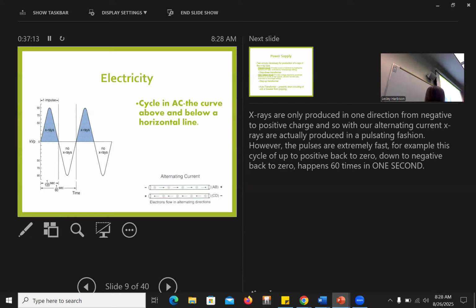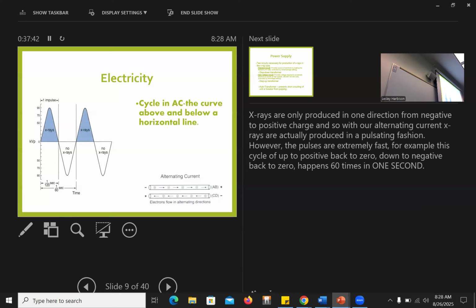Just so that you know, the machines, the tube head, the radiology machines, they use an AC current, a cycle in AC. So the curve above is showing how we have zero energy at the start. And then if it's going from zero to positive, it goes up. This is the time when we can make our X-rays.